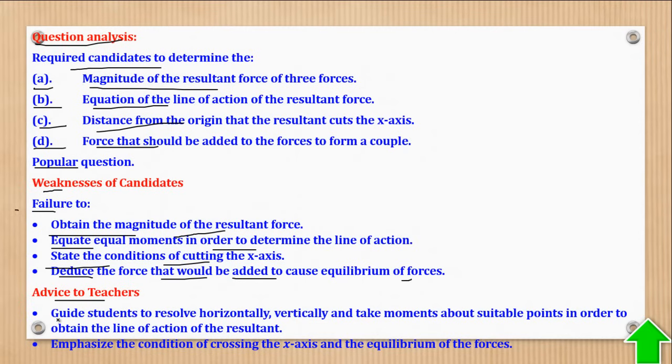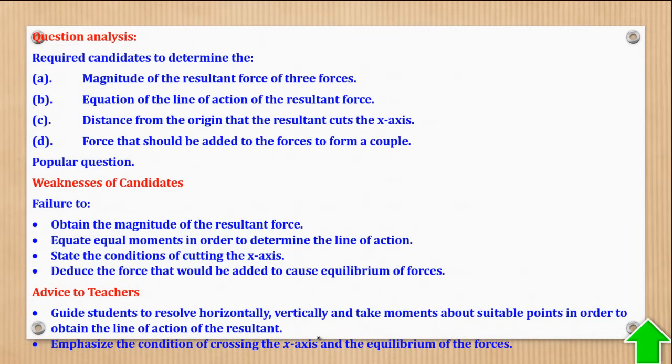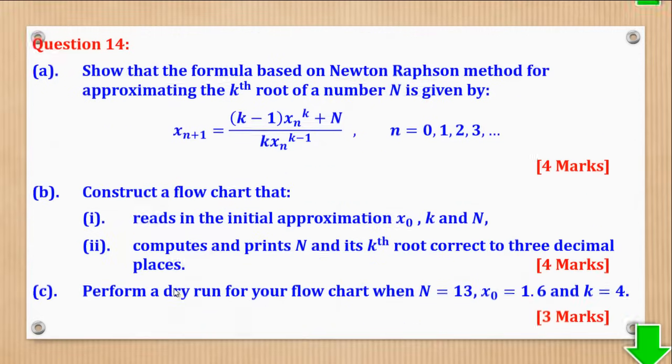So the advice is that teachers should guide students to resolve horizontally, vertically, take moments and use a suitable point in order to obtain the line of action. So there are two options. I only gave you one approach. But there's another approach where you first resolve horizontally, vertically, then you take moments and then substitute into the equation for the line of action. It is also okay. Then emphasize the condition for crossing the x-axis. X-axis means it is an x-intercept. Therefore, y should be zero.